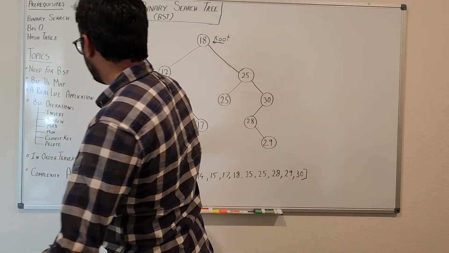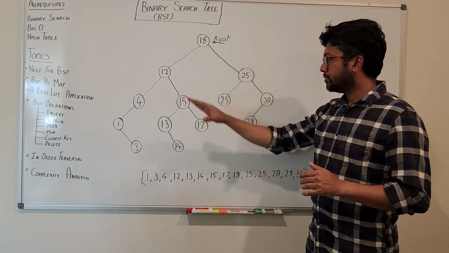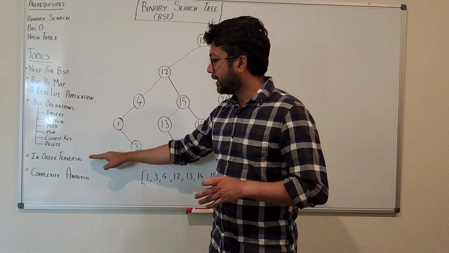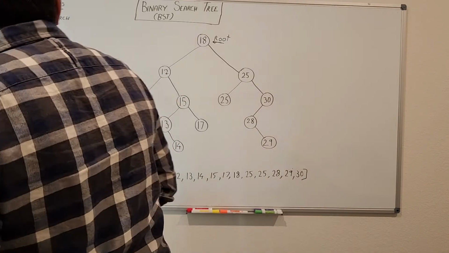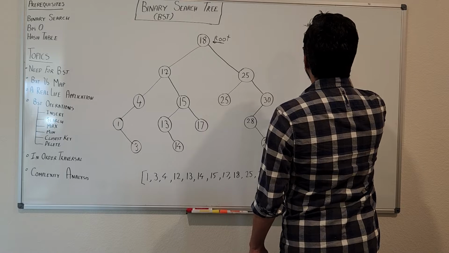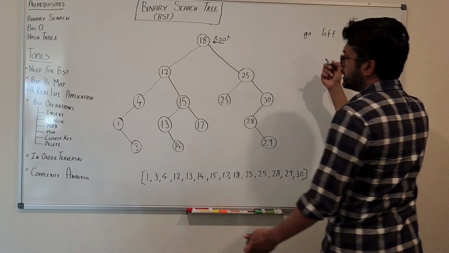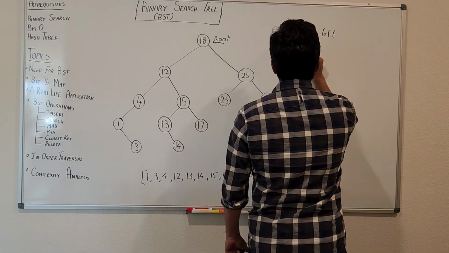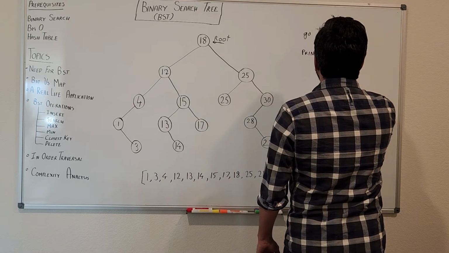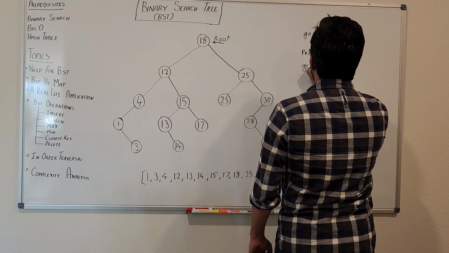Next, we're going to look at in-order traversal. So if you want to print all the items in a binary search tree in sorted order, you will do something called an in-order traversal. So the way you do an in-order traversal is for every node, you go left, and then you print itself. I'm going to say print, some people say visit, but whatever you want to call it. Print yourself, go right.